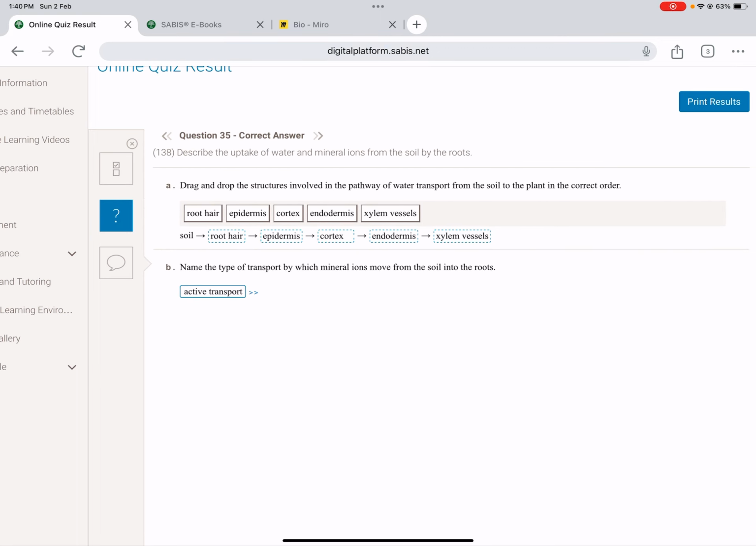Okay, this is old material also, how water transport occurs. We have the soil, remember the root hairs, then the epidermis, cortex, endodermis, and then the xylem vessels. And remember, mineral ions are transported by active transport. So since it's active transport, what do you guys think it requires? It requires energy, and it goes against a concentration gradient.